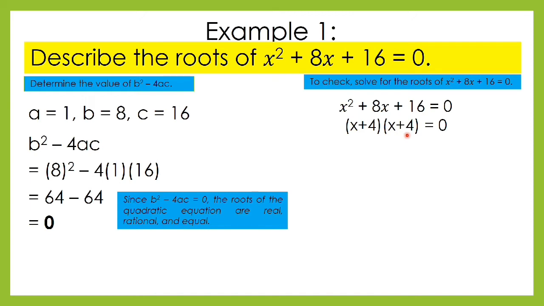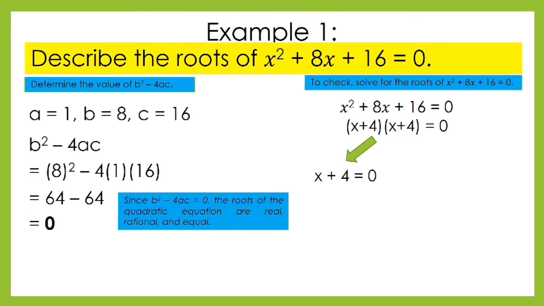Paano nangyari yon? Ang x ay galing sa square root ng x squared. Ang 4 ay galing sa square root ng 16. And then, positive sign, kinopy natin yung sign ng middle term. And then after that, we will equate the factors to 0. The first factor is x plus 4. So, equate natin sa 0. And then, solve for x.